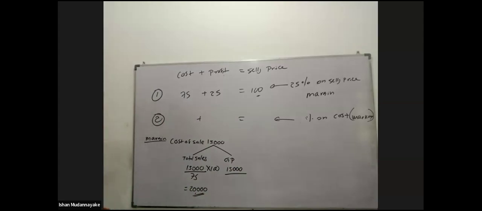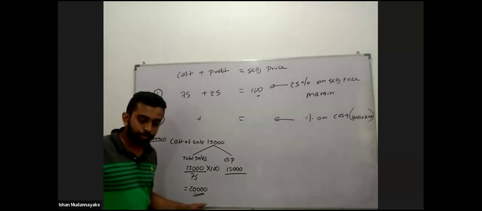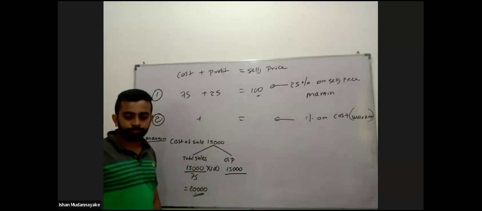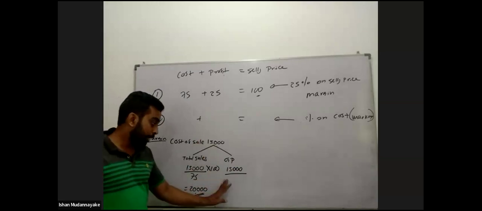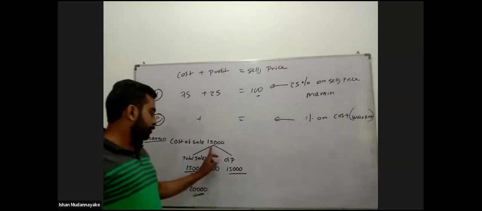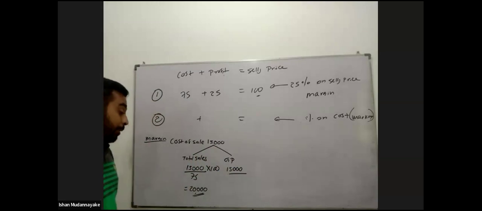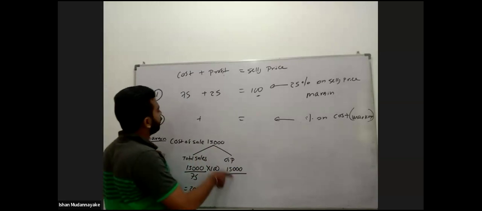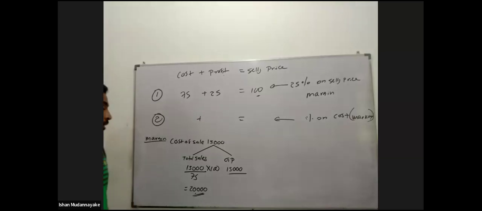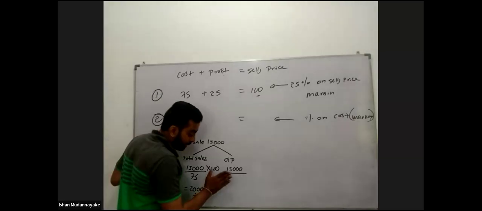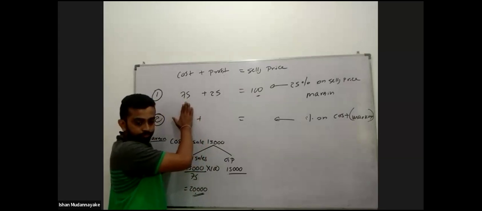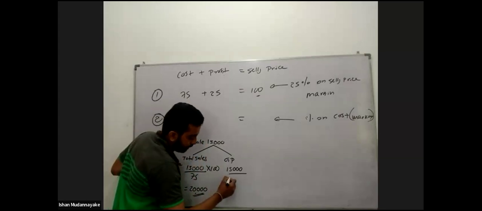Now here we can directly calculate gross profit: sales minus cost of sales is 5,000. But we will calculate it using this method. Given cost of sales is 15,000. What is the equal amount to this? It is 75. So divide by 75.